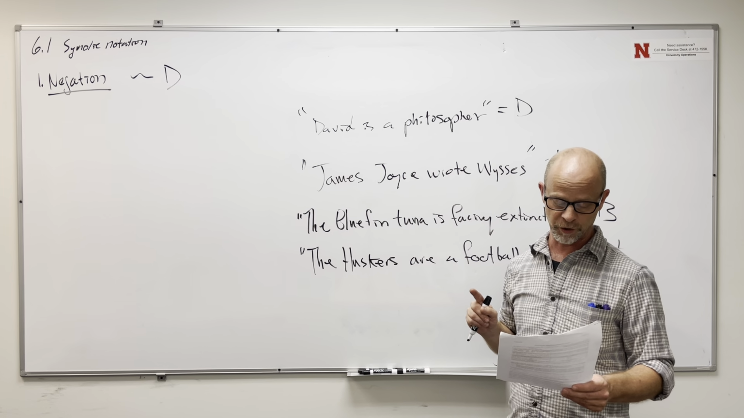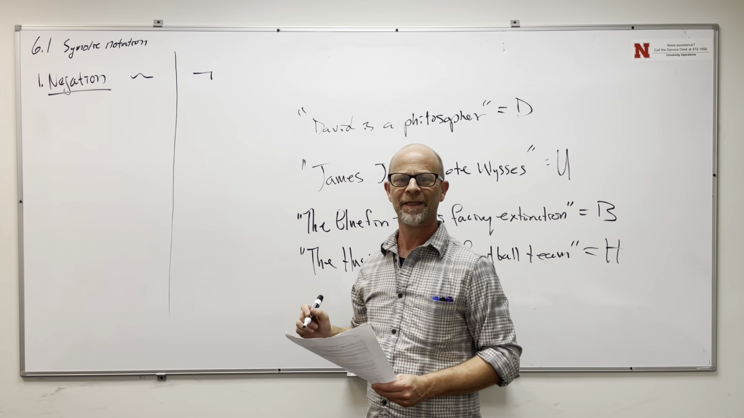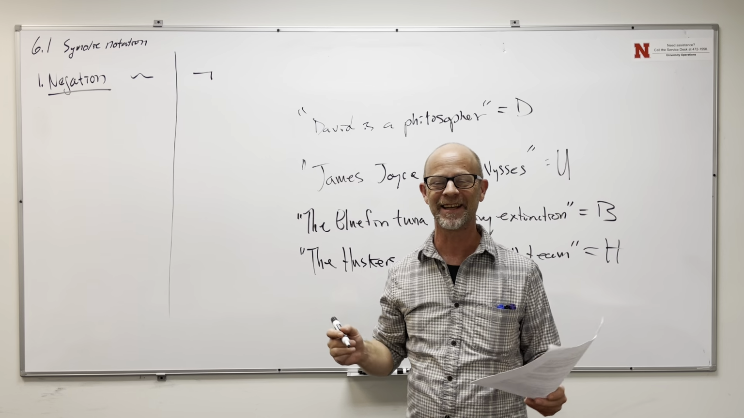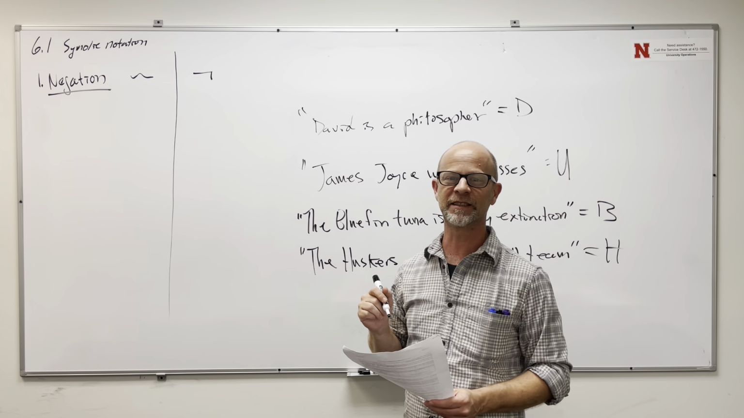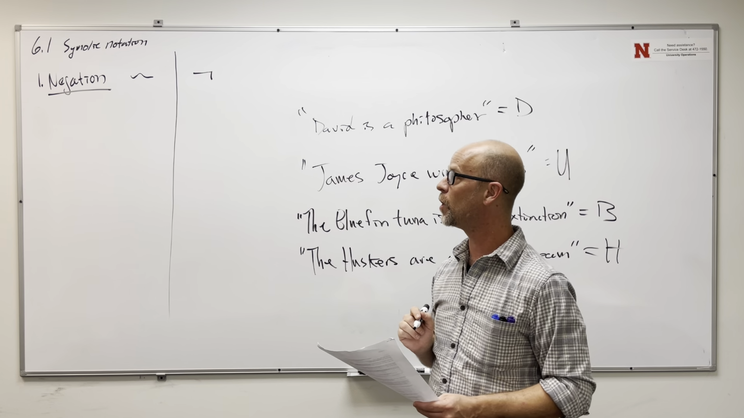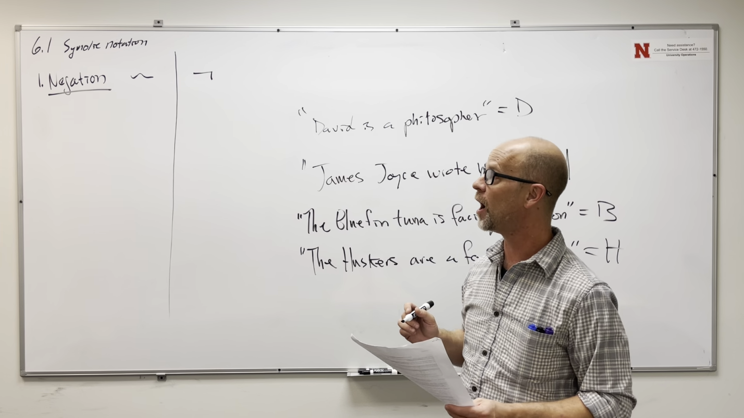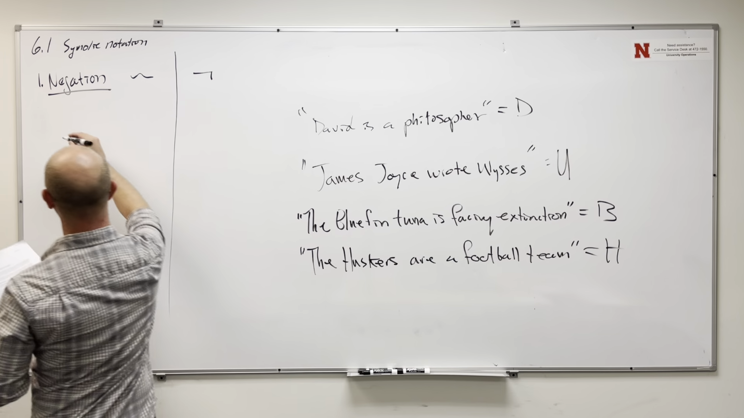All right, so now let's introduce the second logical connective. That one is conjunction, which basically means and. We're going to use the symbol dot for our notation of what the conjunction represents. All right, so number 2 is conjunction.